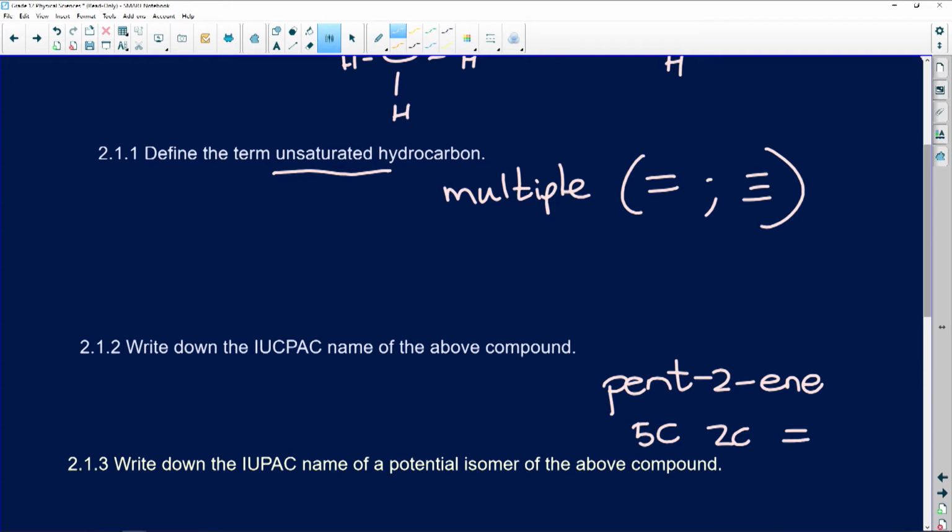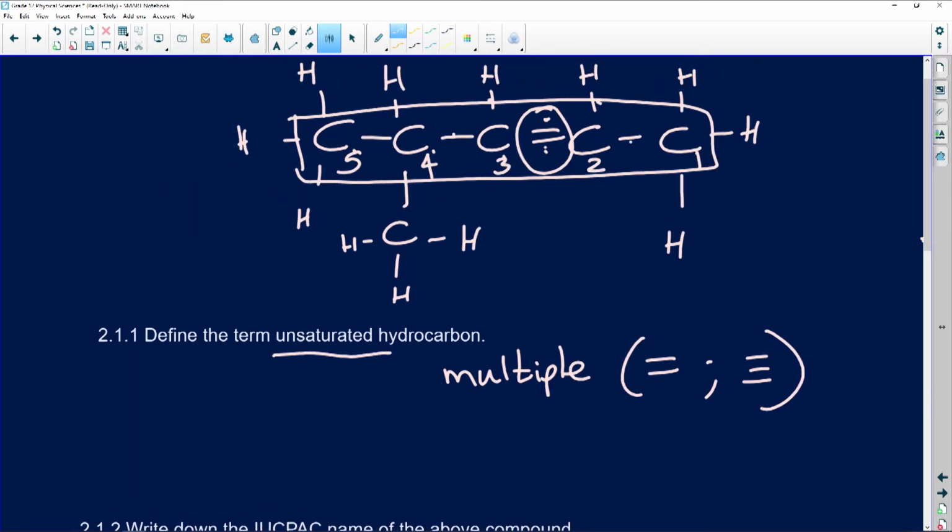So I've got a 5 carbon chain where on the second carbon there's a double bond. Great. So now we've identified the parent chain. Now we've got to identify this branch over here. Where is it sitting? It's sitting on carbon number 4. And what is that? That is a methyl group.